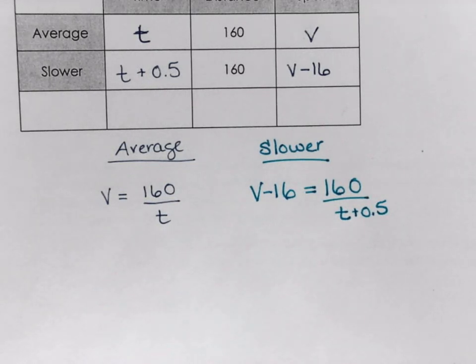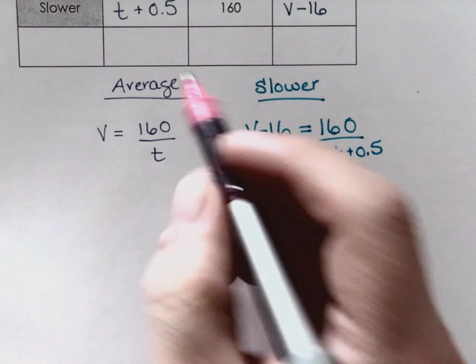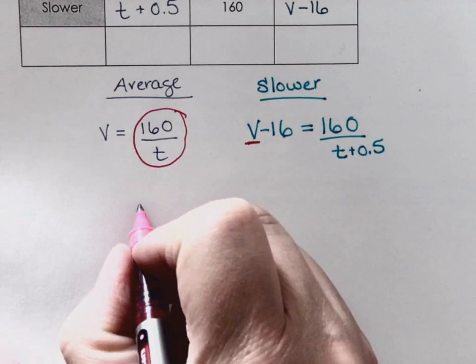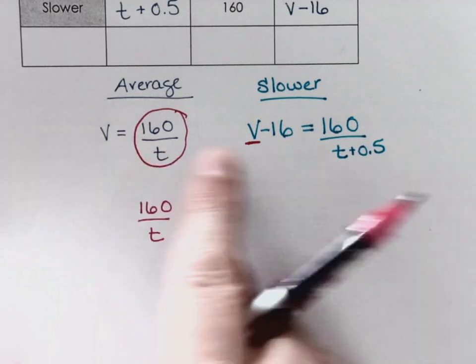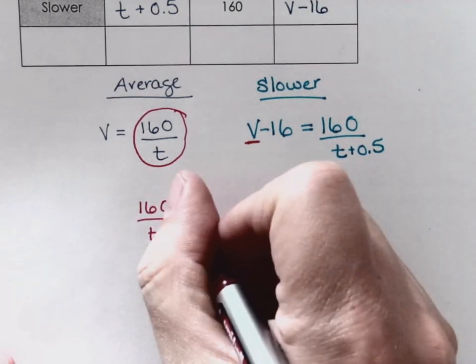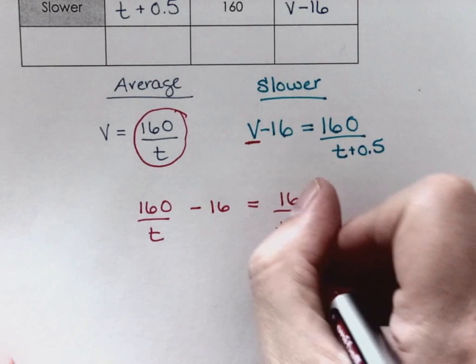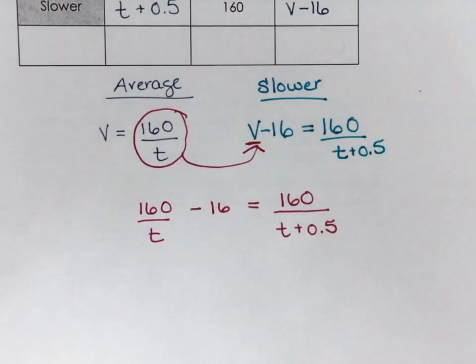So what we're going to do is in the slower equation, we are going to replace the letter V with this fraction, because we just said V equals this. So in this equation, we can say, okay, we're going to replace the V with this. And then I'm going to ask you why I did that. Why did I do that? Because I'm looking for time.